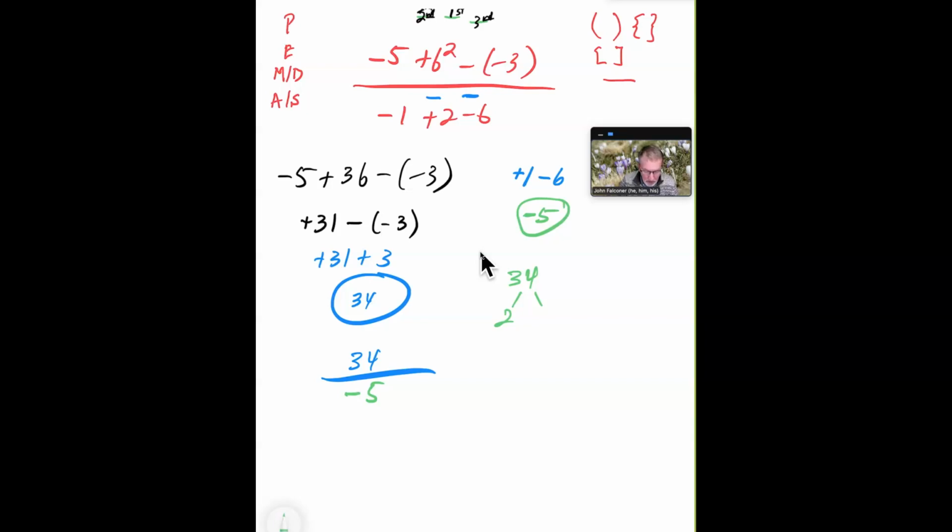34 divided by 2 is 17, and that's a prime number. So we've got two prime numbers. Our prime factorization is done. 2 times 17 is the prime factorization of 34. And for 5, we're just going to worry about factoring these numbers as positive numbers. 5 is prime itself. 2, 17, and 5 are the prime factors, so they don't have any overlap. These two numbers are mutually prime or co-prime.